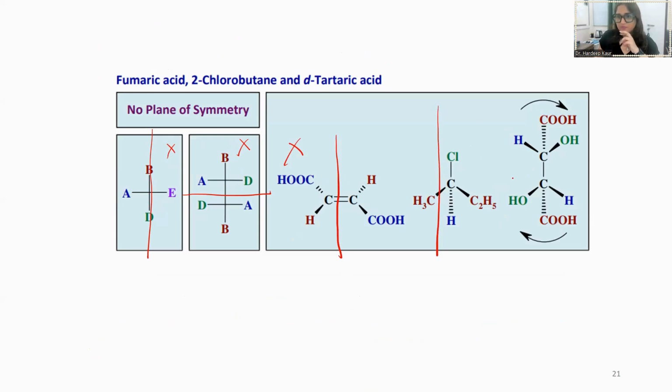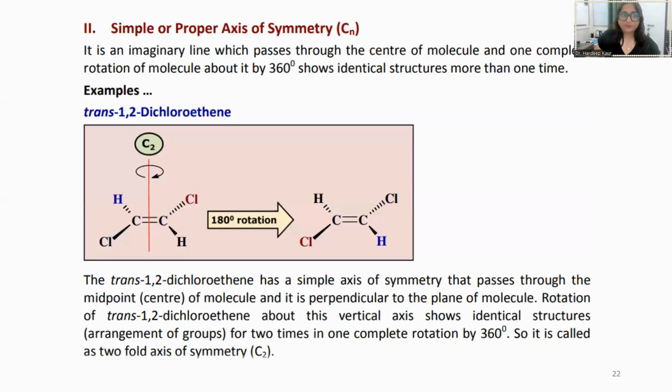No plane of symmetry. So these are examples of compounds which don't have a plane of symmetry. They're achiral compounds. Similarly, another term being used is proper axis, or simple axis of symmetry.